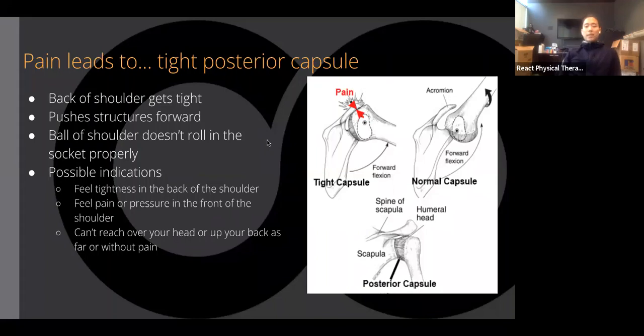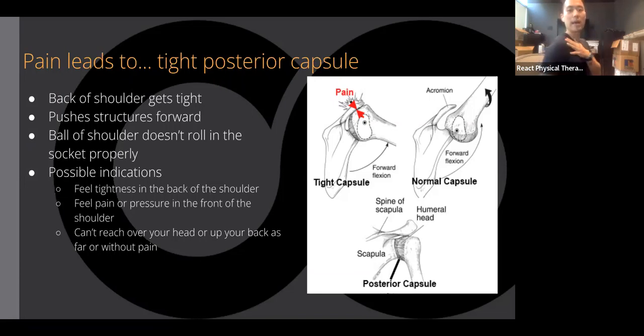So pain can lead to tightness in the posterior capsule. That is tightness in the back of the shoulder. Those are the ligaments where you have the capsule filled with fluid. The back of the shoulder can get tight. And when that gets tight, everything gets pushed forward, right? I don't know if that's easy to see. You might see a lot of people walking around with their shoulders pushed forward here. It can potentially be as a result of tightness in the back of the shoulder.